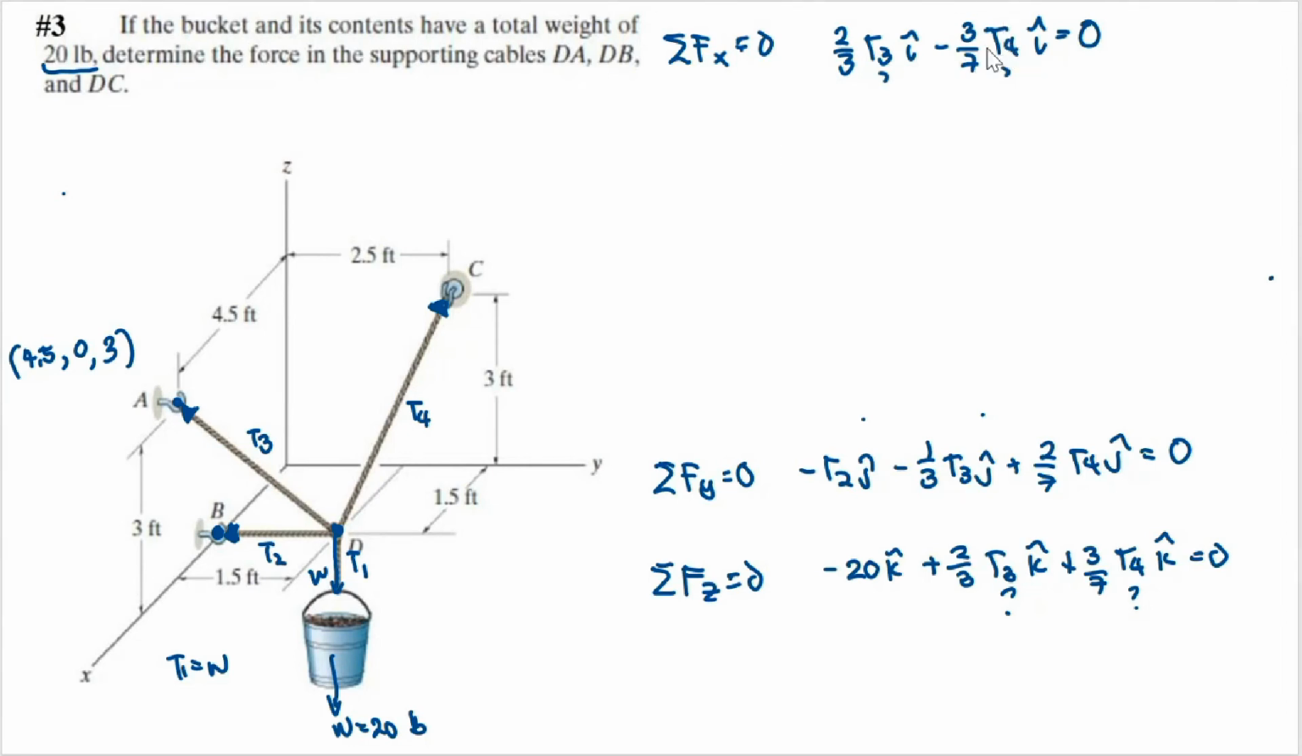So, since T4 is positive and negative, I will have to transpose it to the other side. So, that is 2/3 T3 i hat is equal to 3 over 7 T4 i hat. And I will cancel i hat now. So, T4 on the other side, then divide both sides by 7 over 3. In that case, T4 na lang sa kabilang side, but on the other side, it will be 14 over 9. So that is the value now of T4.